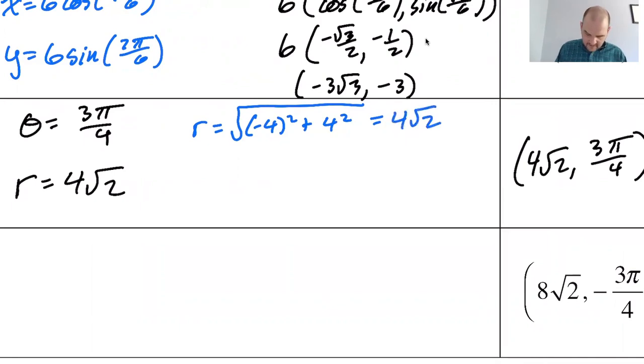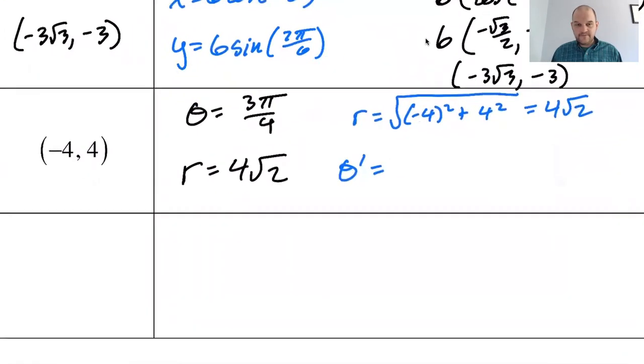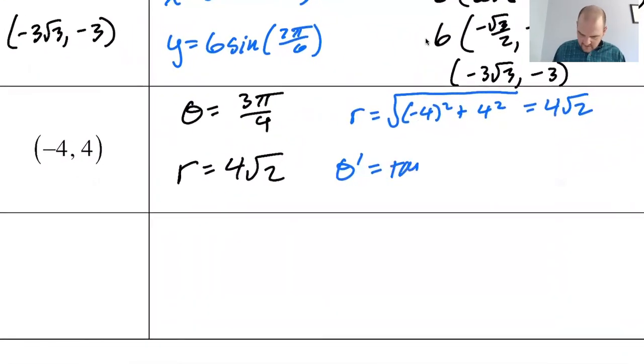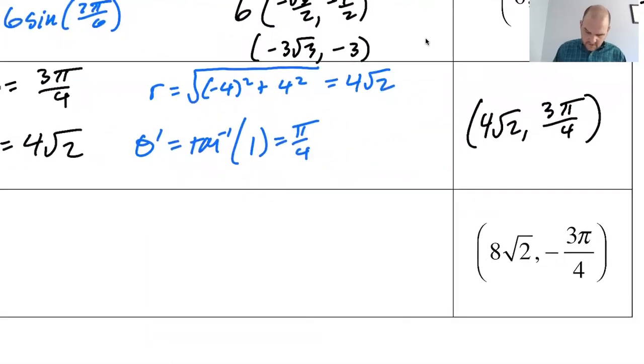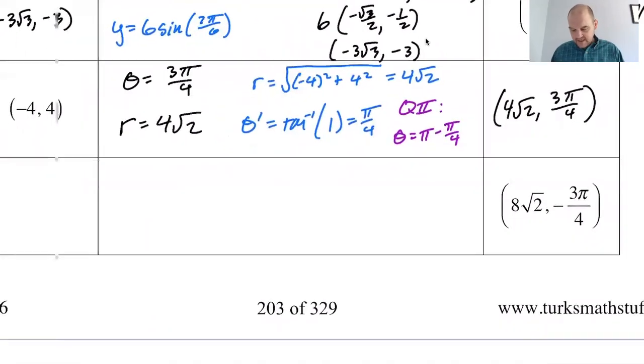And then theta prime, the reference angle, is going to be the inverse tangent of the absolute value. So 4 over 4 is 1, so that's pi over 4. But then you have to think, what quadrant are we in? We're in quadrant 2. So that means that theta is pi minus pi over 4, which gives me 3 pi over 4, which I already knew. So I recommend that you do these in the best possible way.